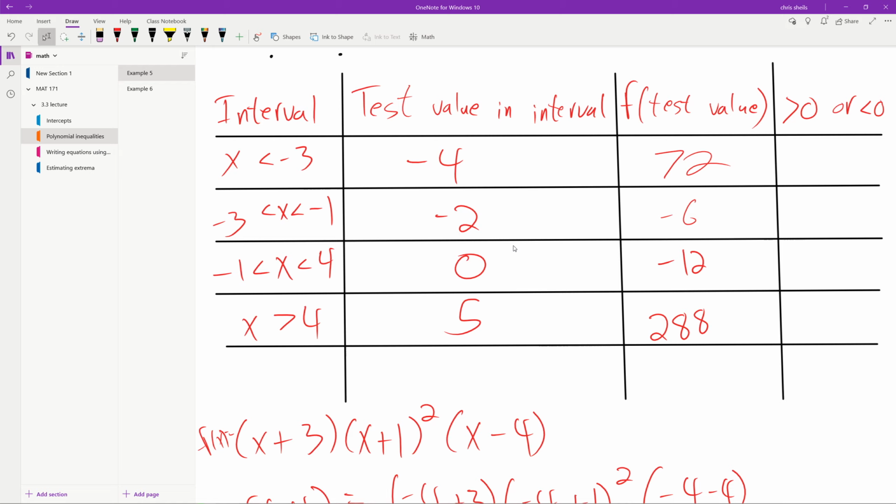Now, is 72 greater than 0 or less than 0? Well, 72 is greater than 0. -6 is less than 0. -12 is less than 0. And 288 is greater than 0.